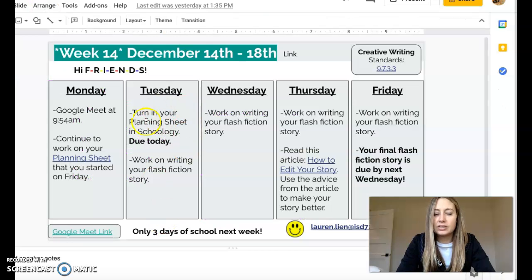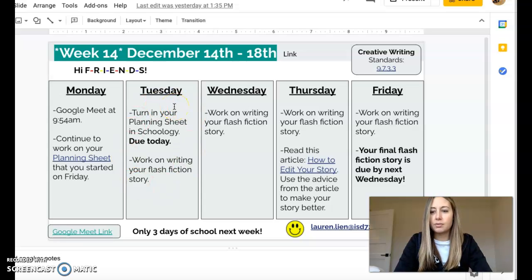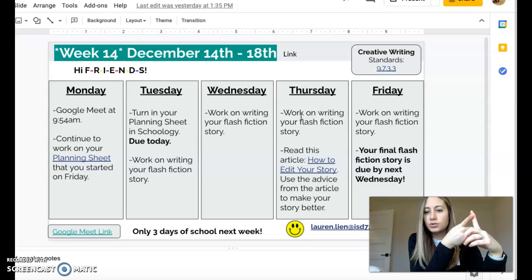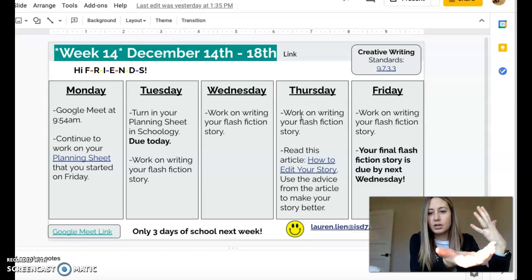Your planning sheet is due on Tuesday, so get that planning sheet done, really think about it and turn it in by Tuesday, and then the rest of the week you're just going to be working on writing your flash fiction story. So open up a new document and just start writing. Remember that you need things like good, strong word choices, you need to have dialogue. Again, there has to be a main conflict that gets resolved somehow.